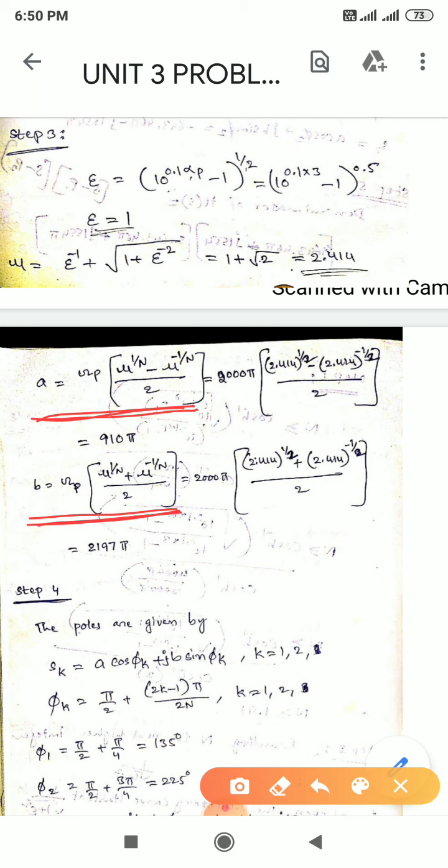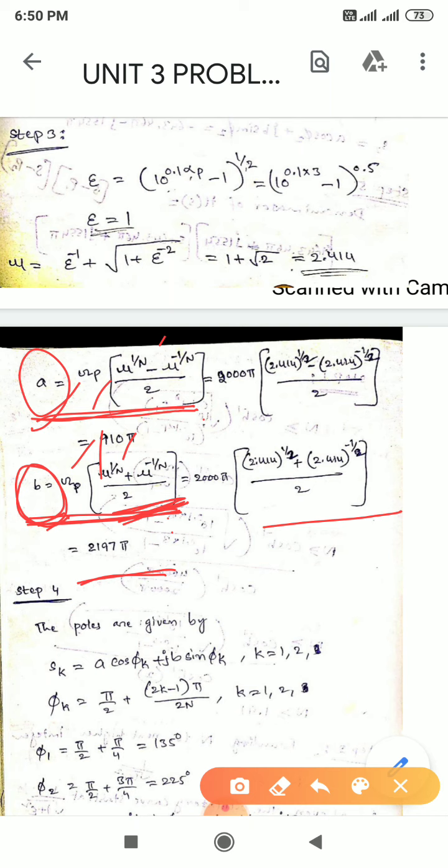We know the pass band frequency and mu. Already we have calculated the mu and N values. We are substituting these three values in this equation and we get the value A. Similarly, how to calculate B? By using this formula, we substitute omega p, mu value and N value, and simplifying this equation we get the B value. What is the B value?